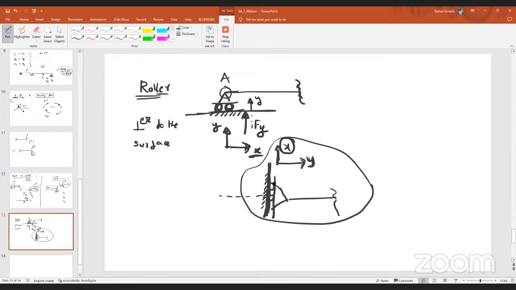Y. As you can see, the direction of the rollers, they can freely move along the X direction, but it won't allow any deflection along Y. So that's why in this case, the reaction force will develop along the Y direction. Clear? Any doubt?